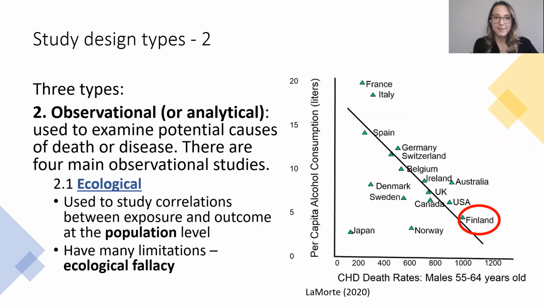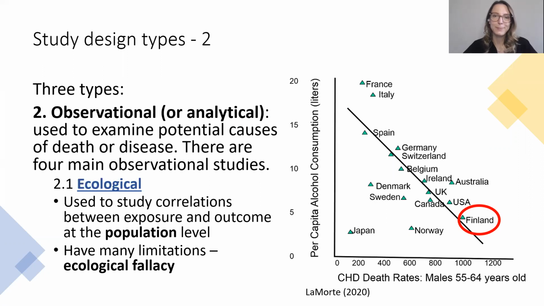In comparison, the second type of study design, observational, these are the types of studies that do actually try to help us answer why we're seeing a disease outcome the way that we are. So they're really interested in actually looking at potential causes of whatever disease or type of mortality that they're interested in. Now, there are four main observational studies that we will cover.